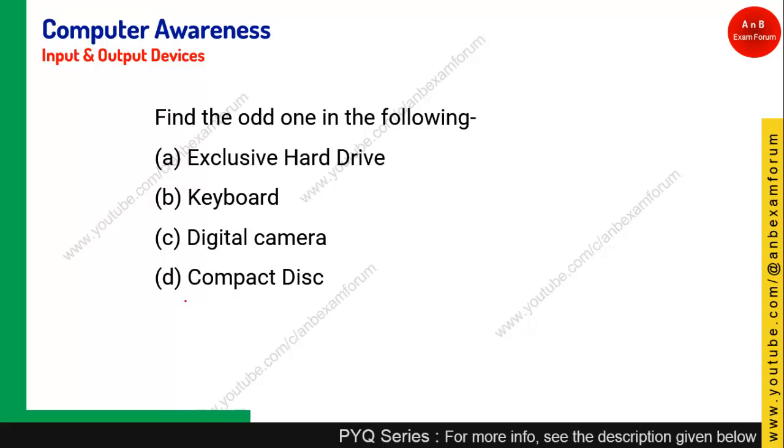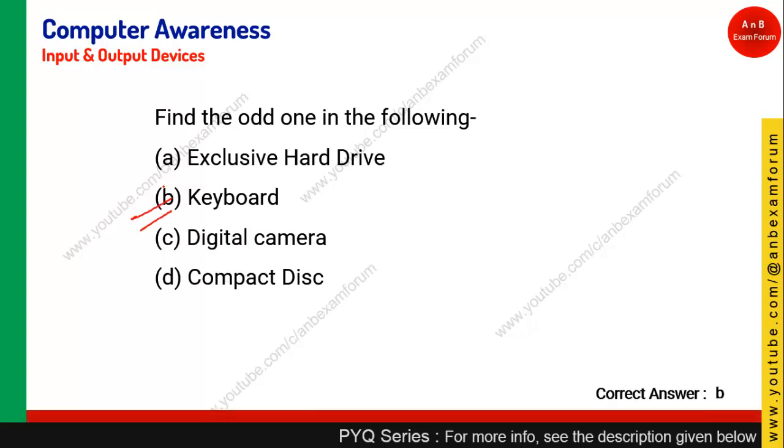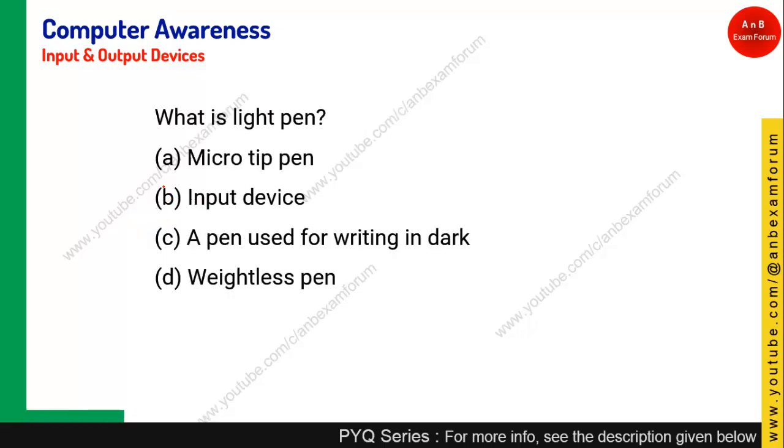Let's see the next question. Find the odd man out. External hard drive, keyboard, digital camera, compact disc. Okay, keyboard is the input device, whereas all others are somewhat related. Okay, so option B is the right answer.